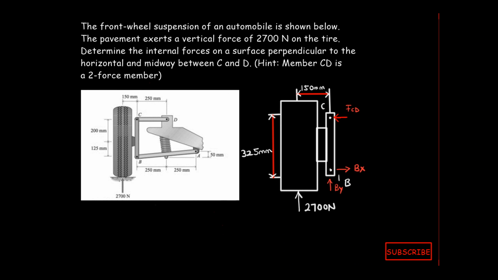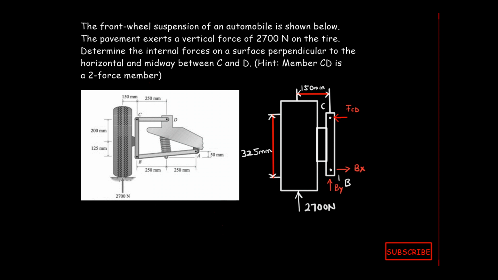In this lesson, we are going to solve this question I have on the screen. The question says that the front wheel suspension of an automobile is shown below. The pavement exerts a vertical force of 2,700 newtons on the tire. Determine the internal forces on the surface perpendicular to the horizontal and midway between C and D.